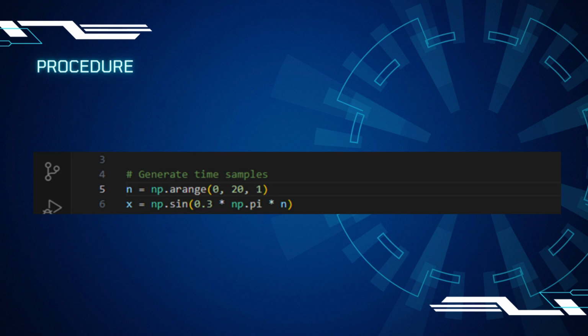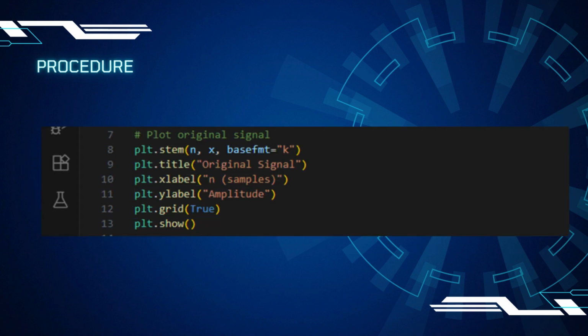It determines the frequency of the sine wave in radians. Multiplying it by n means that at every sample, the sine value changes based on its position. So this line creates a sine wave with some frequency. This line will help to visualize the signal we use.